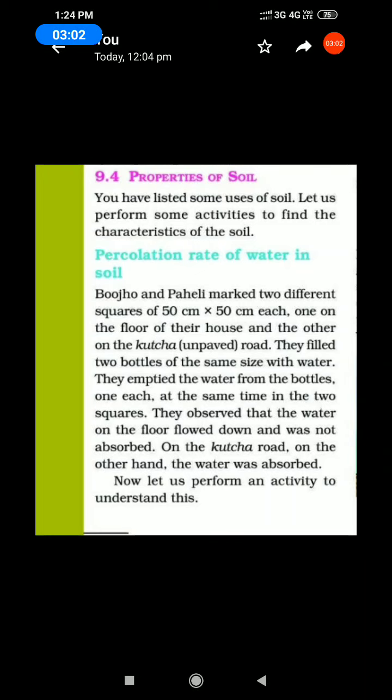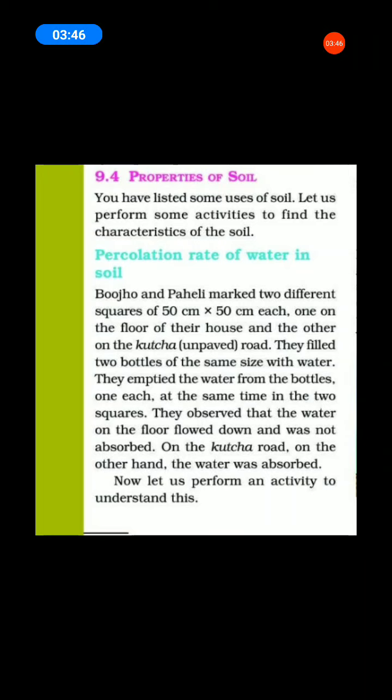Okay. Next, some activities we already learned. Listen, all of you. Which type of soil would be the best for making pots, toys and statues? Can you understand the question, students? Which type of soil would be the best for making pots, toys and statues? Do you remember? The answer is clay soil. Okay.